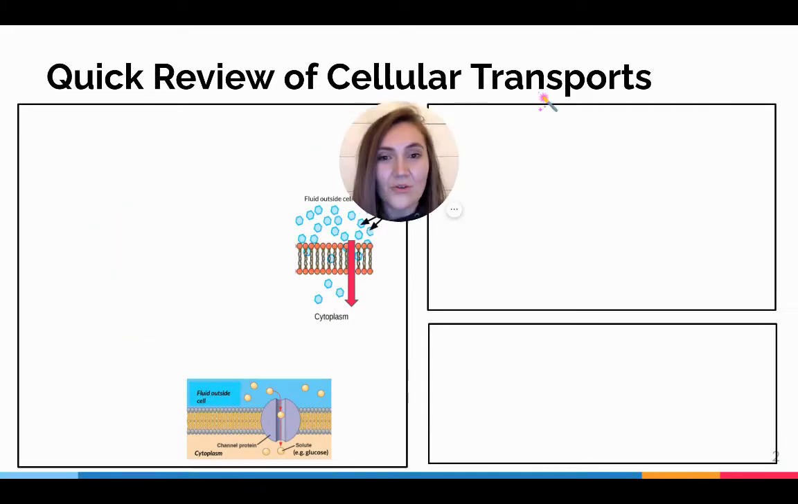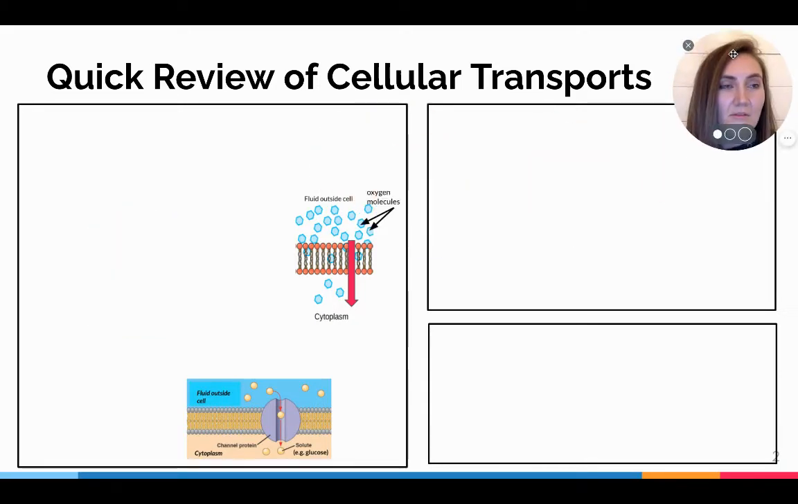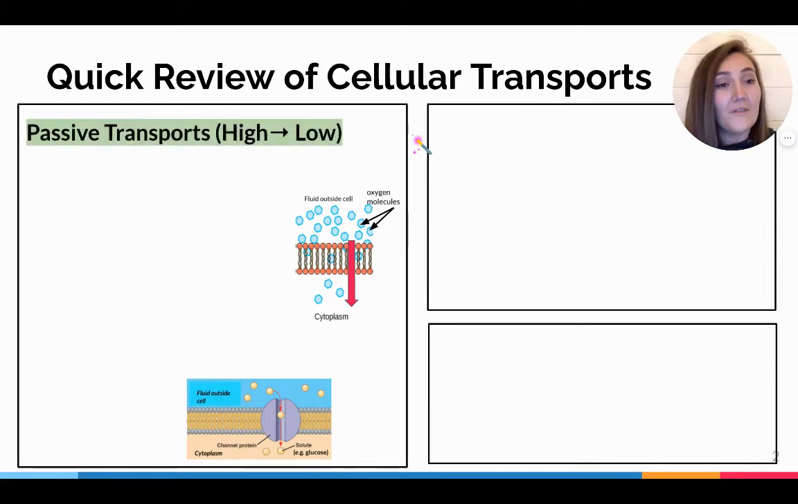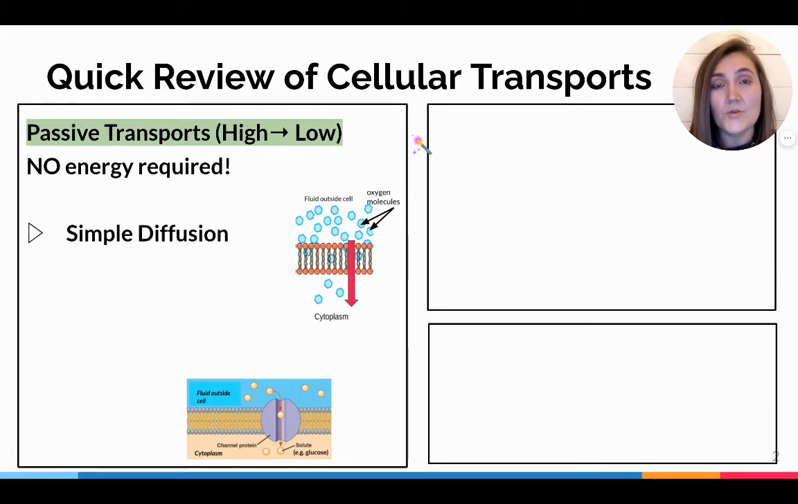So to quickly review the cellular transports that we've covered so far, one of them being passive transports, which is moving molecules from an area of high concentration to an area of low concentration. This does not require energy of the cell, so it's naturally occurring and it's by the process of diffusion. Two types of these passive transports, the first one being simple diffusion. That's where molecules are passing through the phospholipids directly, moving from high to low. These are nonpolar molecules and they are small in size, like oxygen.